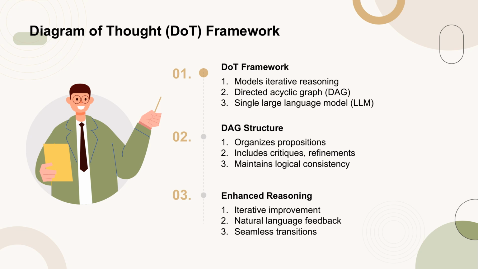Unlike conventional methods that depict reasoning as linear chains or trees, DoT structures reasoning as a directed acyclic graph, DAG, within a single model. This DAG organizes propositions, critiques, refinements, and verifications into a cohesive structure, enabling the model to explore complex reasoning pathways while ensuring logical consistency. Each node in the DAG corresponds to a proposition that has been proposed, critiqued, refined, or verified, allowing the LLM to iteratively enhance its reasoning through natural language feedback.